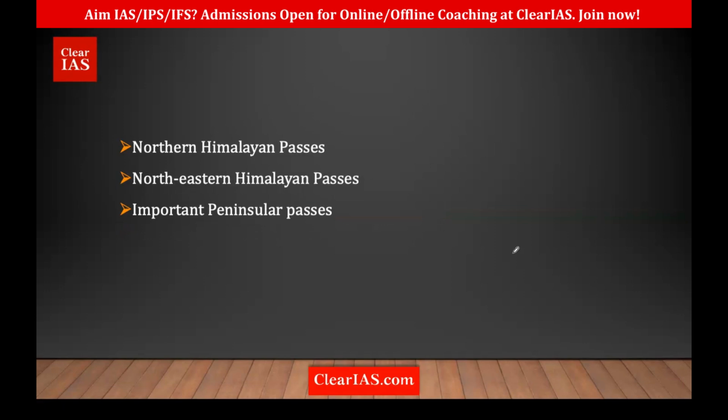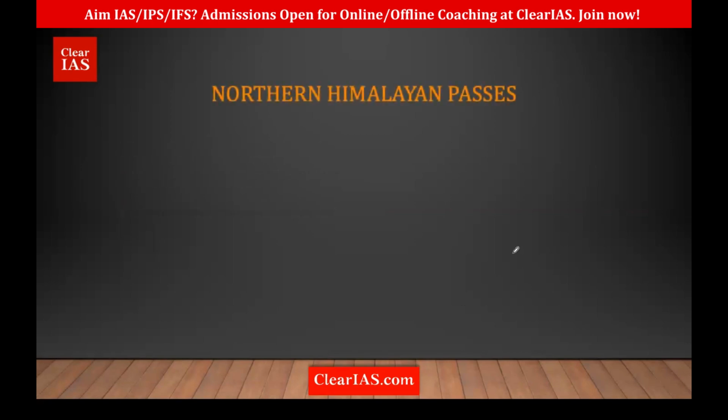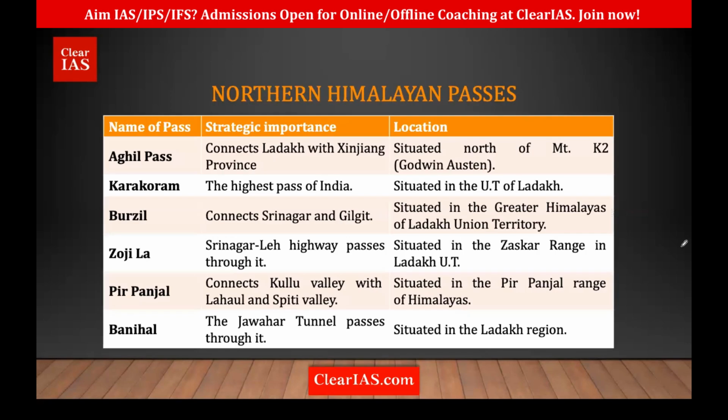Other than that, we'll see the northern Himalayan passes and northeastern Himalayan passes. So we'll start with the northern Himalayan passes. I've just listed a few. We have the Aksai Chin Pass, Karakoram Pass, Burzil Pass, Zojila, Pir Panjal, and Banihal. We'll see the location of these. We'll start with the Aksai Chin Pass. It connects Ladakh and Xinjiang province. It's at the top near China. We'll see the location after this.